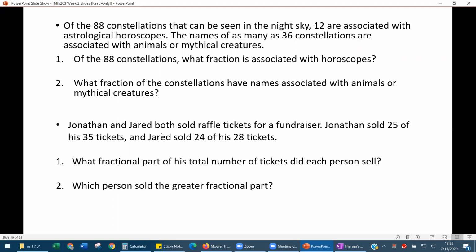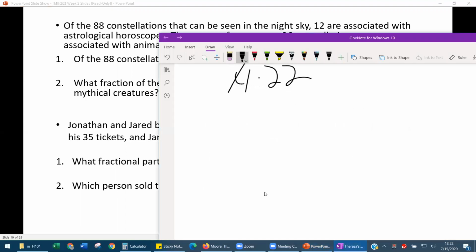Okay, so the second one: Jonathan and Jared both sold raffle tickets for a fundraiser. Jonathan sold 25 of his 35. Jared sold 24 of his 28. So first of all, which fraction represents each amount of sales, and which person sold the greater number of tickets?